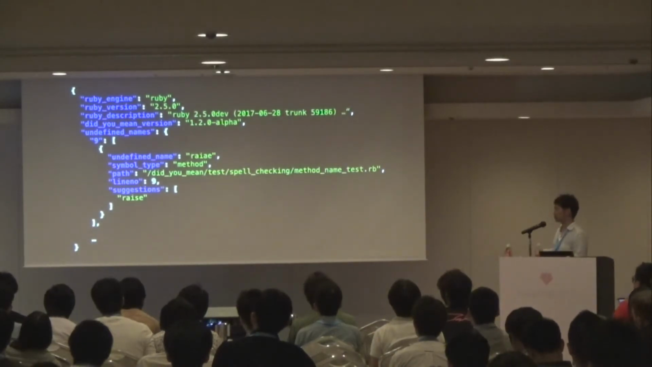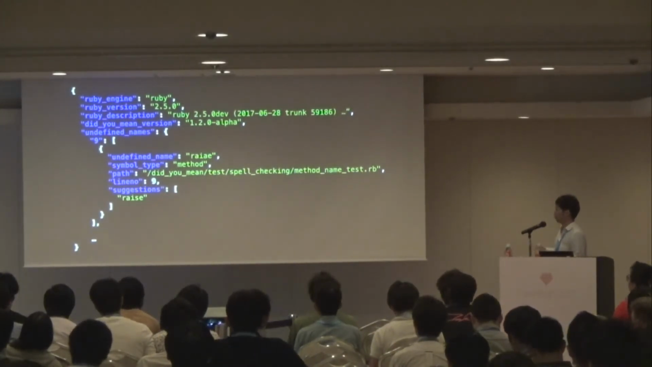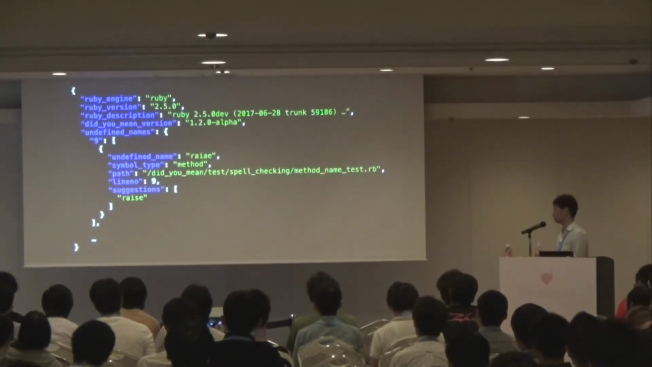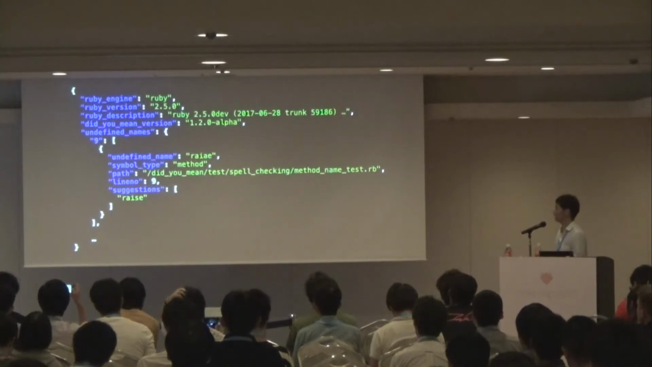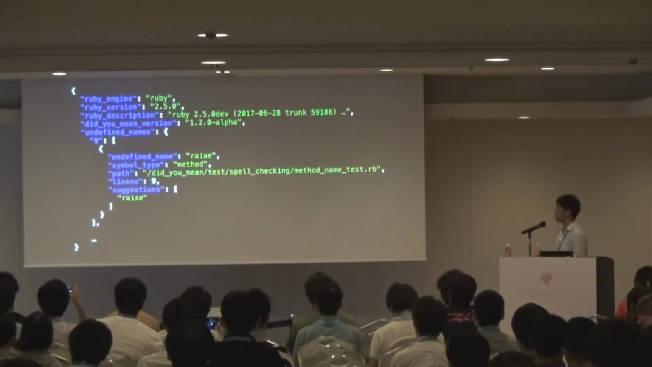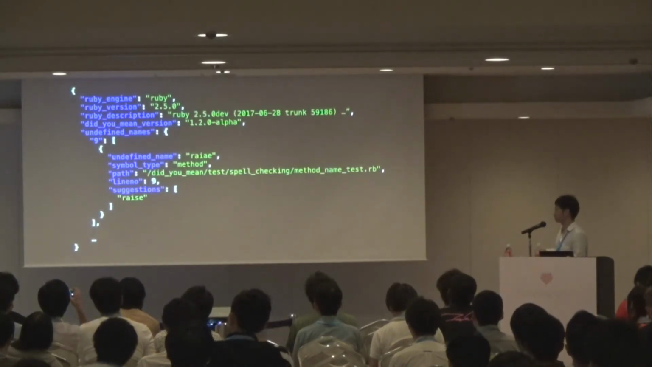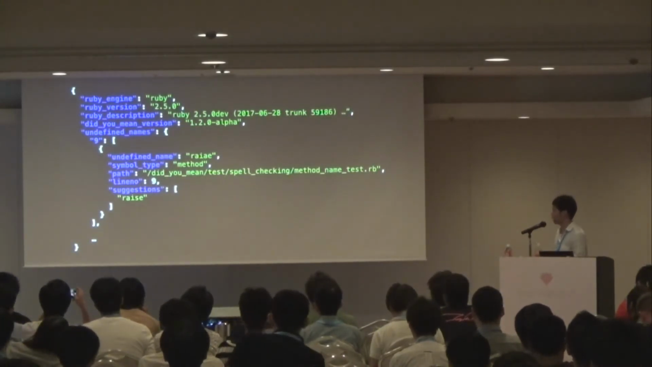And this is what the JSON looks like. The first part is basically for debugging purposes. It has Ruby engine, Ruby version, Ruby description, and then digime version. And then the fifth one is the most important one, which is a hash. Actually, it's an object in JavaScript. It has a key as line number, and then it has undefined method name, symbol type.